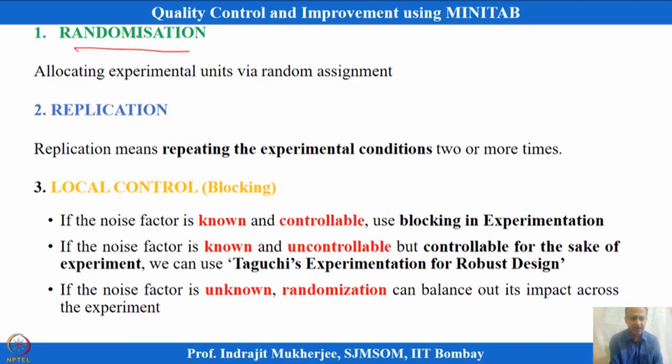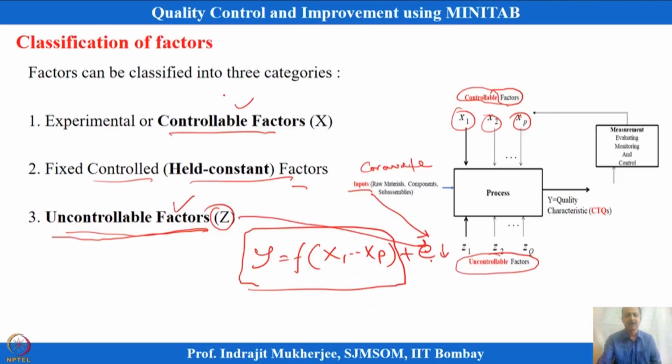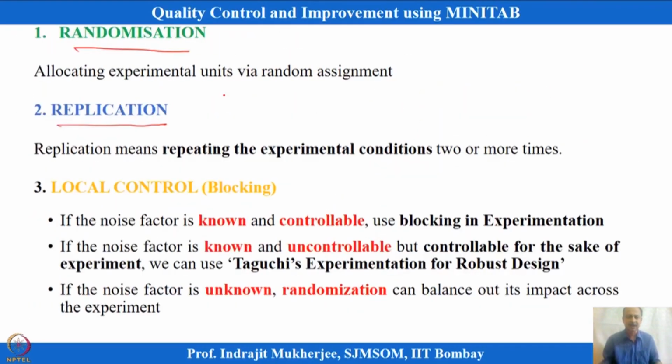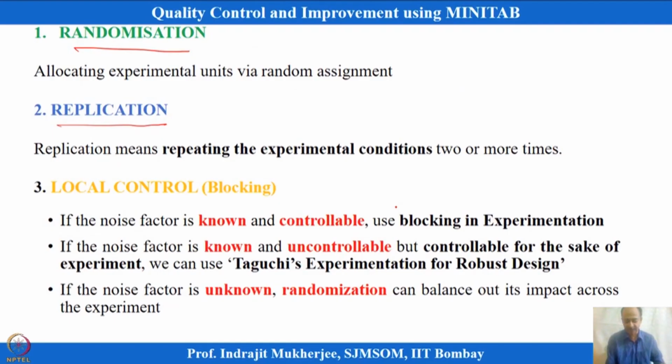And the second part: randomization of the trial is important, then replication is also an important factor. That means, when I am doing the trial at a given combination of speed, feed, and depth of cut, let us say, for a given combination of these three factors, I can repeat the trial at the given fixed levels. The levels that we have fixed here are, let us say, 55, 85 and 30 for the first trial, and this combination I rerun again with different samples. That is known as replication, and that is what is done in experimental trials.